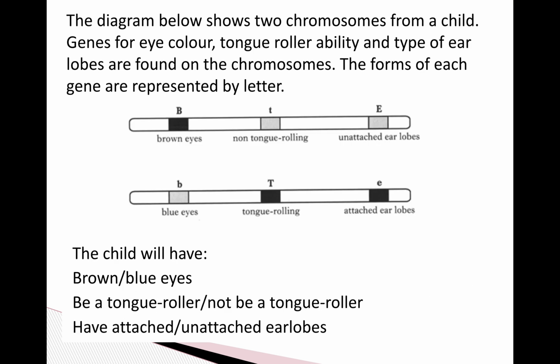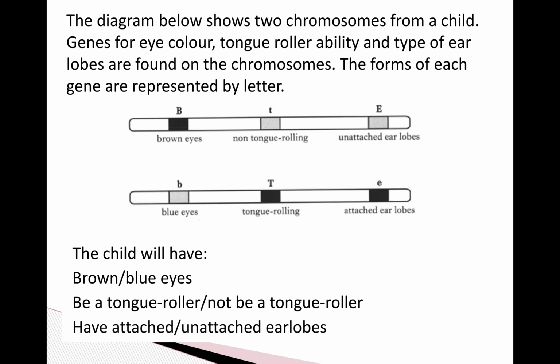Okay, so here's 2 chromosomes for my child. You've got the genes for eye colour, tongue roller ability, and the type of earlobes found on the chromosomes. So it's 3 genes, but 2 versions of each. The forms of each gene are represented by a letter. Now, to finish this sentence, you would delete the ones that are wrong. So tell me what this child will look like. To do that, you have to think which one will show. The dominant shows. How is dominant written? And we know that will tell you. So pause and then play when you're ready for the answer.